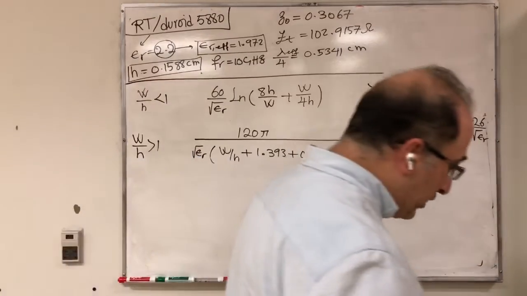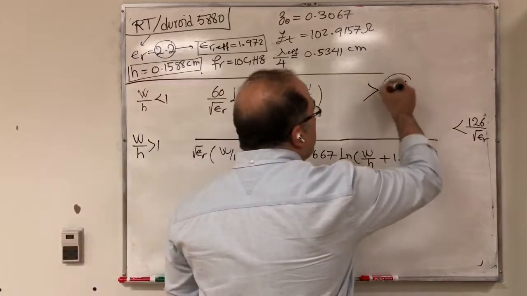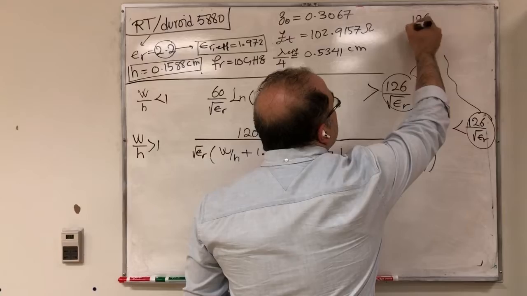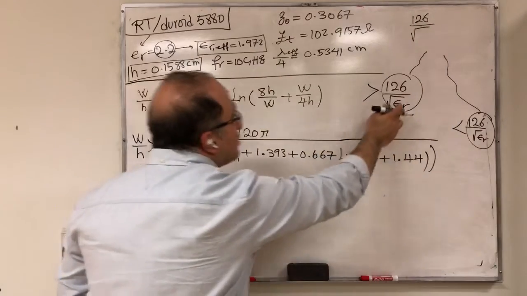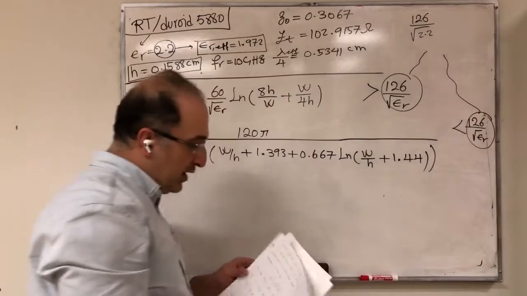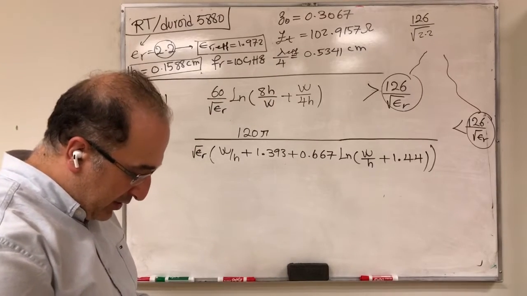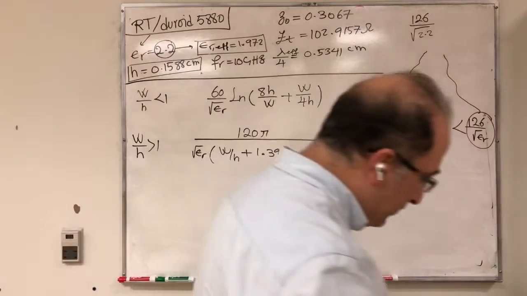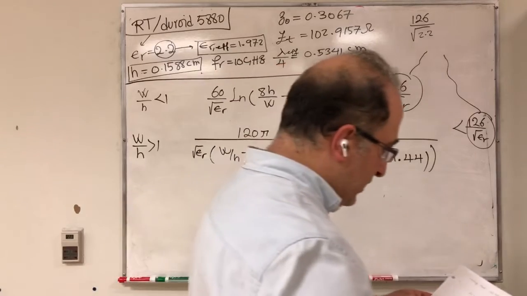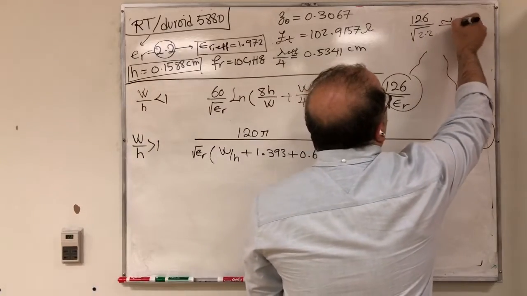To start with this problem, let me calculate this number, because this would be the beginning, these two numbers. So I calculate 126 divided by the square root of epsilon r, and epsilon r is 2.2 for our substrate. Let me see if I have the result of this calculation. Let me check. This is about 85.